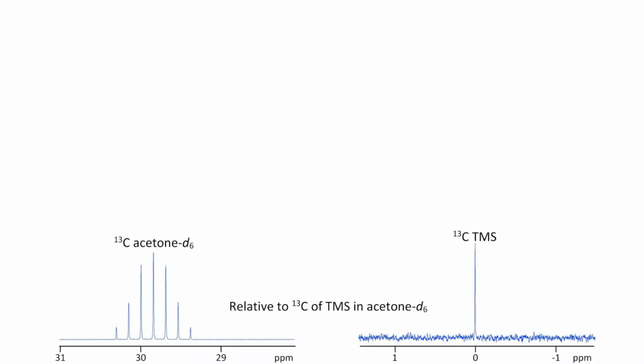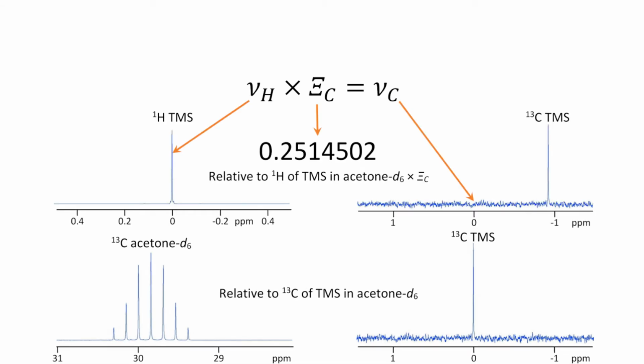Each nucleus has its own chemical shift range. For example, most carbon-13 chemical shifts fall in the range 0 to 200 ppm, relative to TMS. In this carbon-13 spectrum of TMS in acetone D6, we set the carbon-13 signal of TMS to 0. However, it may be preferable to use the proton signal of TMS and multiply it by a standard factor, capital Greek letter Xi, to give the reference frequency for other nuclei. And that means you only need one reference.